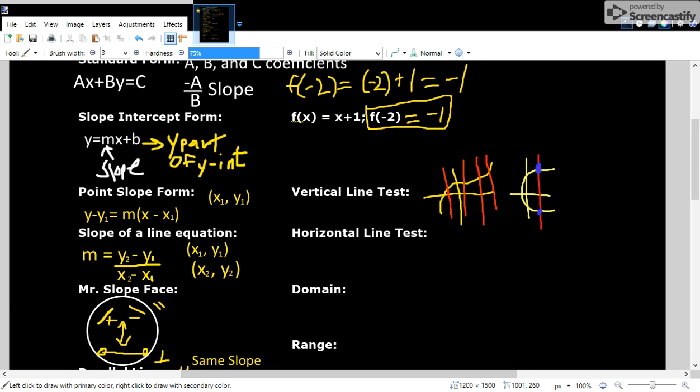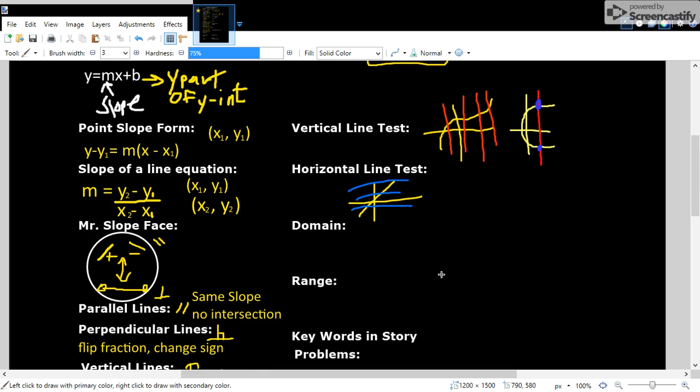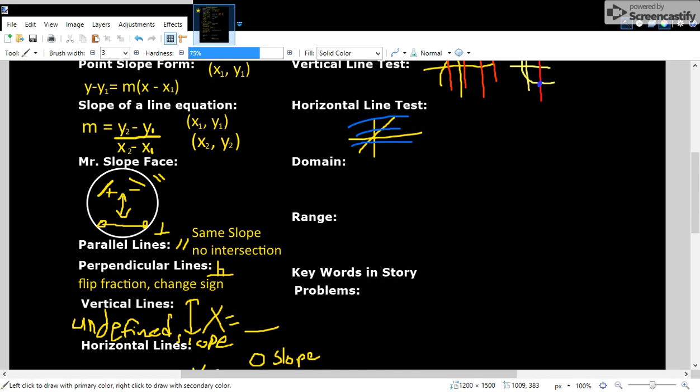Okay, horizontal line test is just to determine if the function is one-to-one. So first, it has to be a function. And then you just draw horizontal lines. They can't cross more than once. Domain is left, right, x. And range is down, up, y. Domain and range are listing numbers from least to greatest.